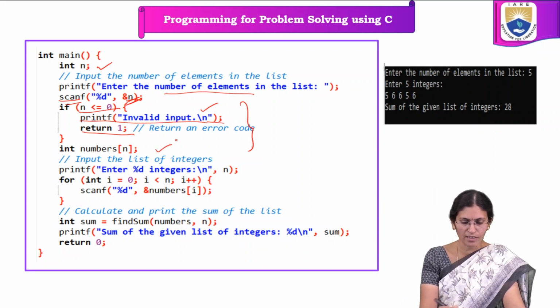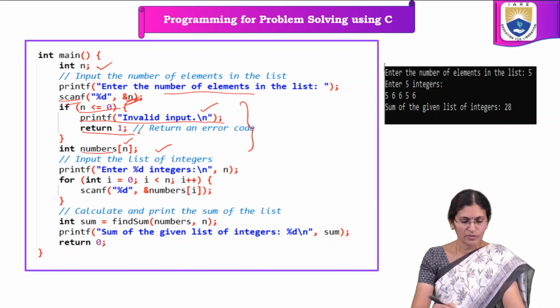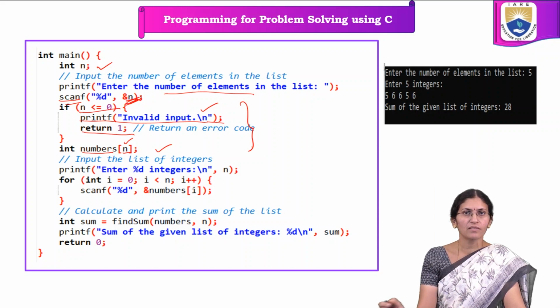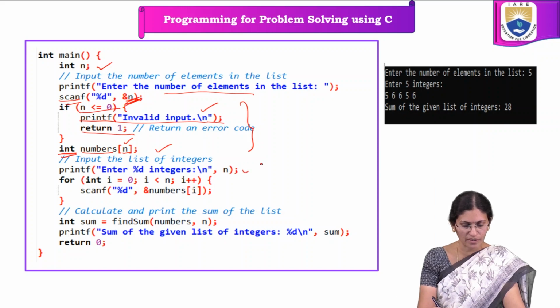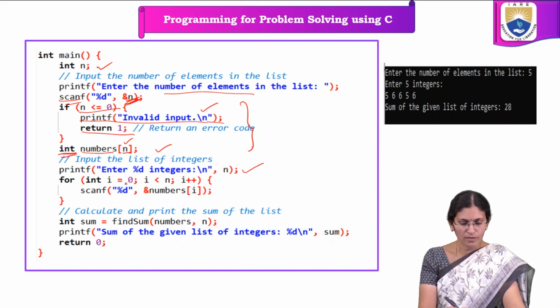So next, in the next line, we have declared an array. The name of the array is numbers, and this is the size of the array, which is read by this scanf statement. The data type of this array is integer, which means it can hold only integer values. Since we need to find the sum of integers, the numbers are of integer type.